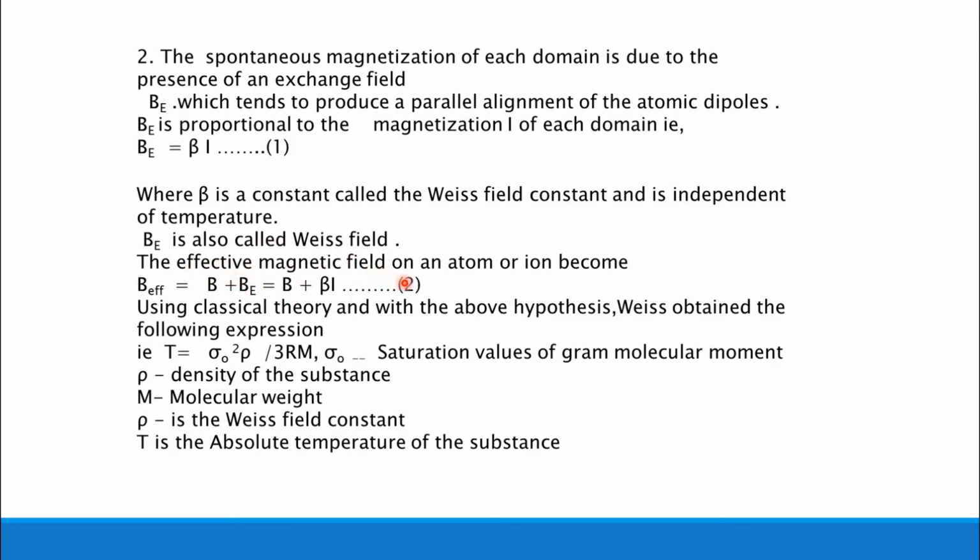The effective magnetic field on an atom or ion becomes B effective is equal to B plus Be, and from equation 1, Be is equal to beta I, so B effective is B plus beta I, equation number 2. Using classical theory and with the above hypothesis, we obtain the following expression: theta is equal to sigma naught square beta rho divided by 3 R M. Sigma naught is the saturation value of gram molecular moment, rho is the density of the substance, M is the molecular weight, beta is the Weiss field constant, and T is the absolute temperature of the substance.